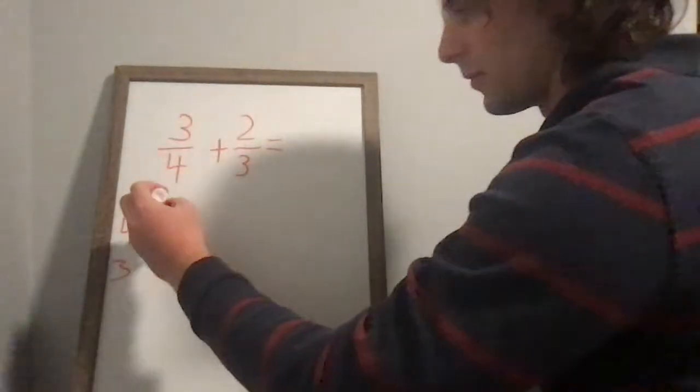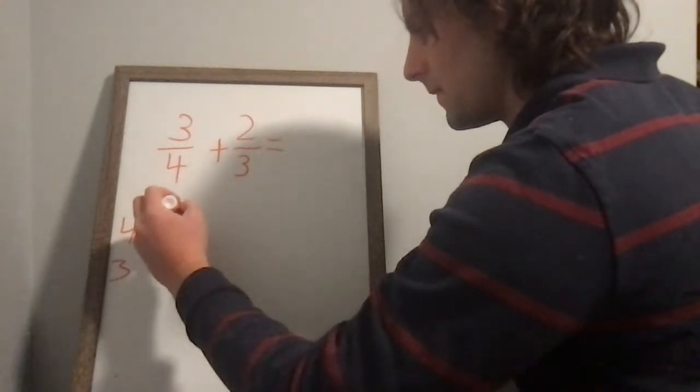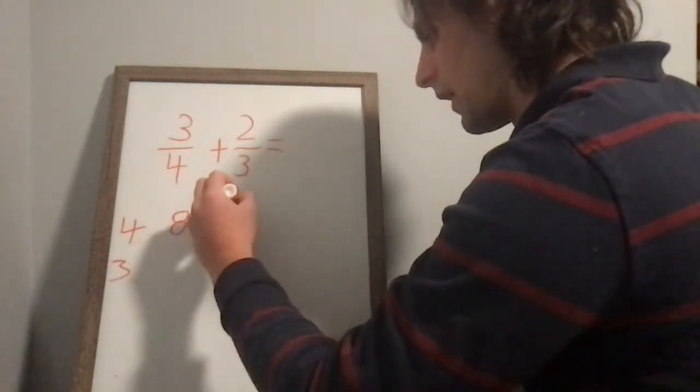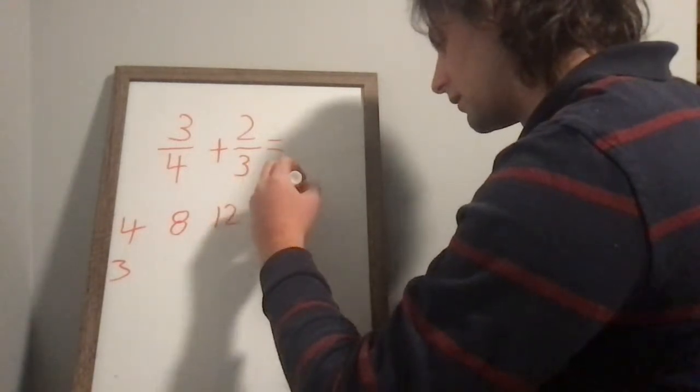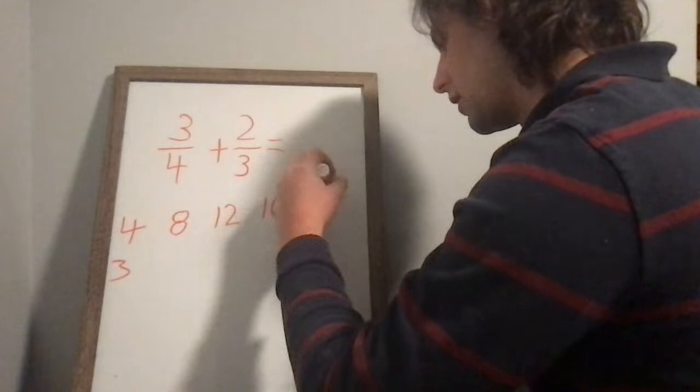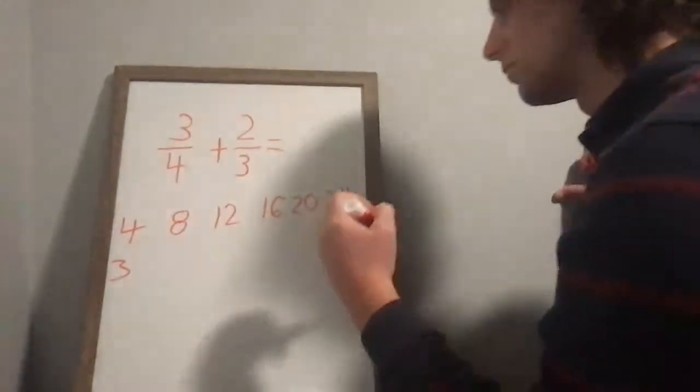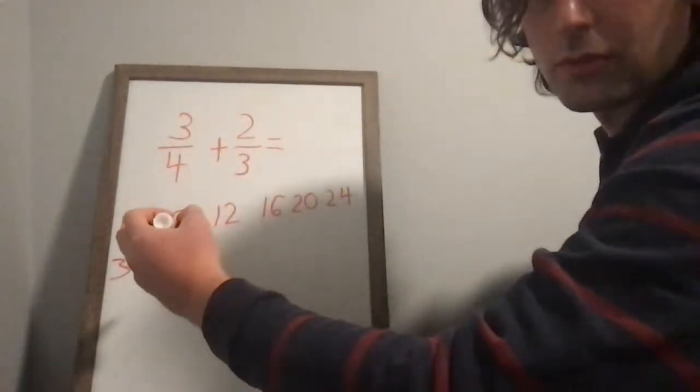So I'm going to make the multiples of 4: 8, 12, 16, 20, 24. So I just made a bunch of multiples of 4.